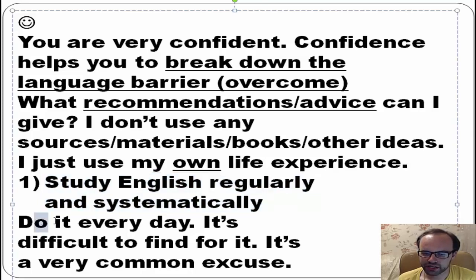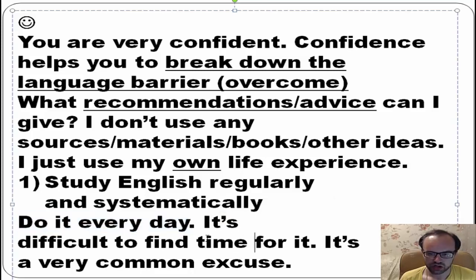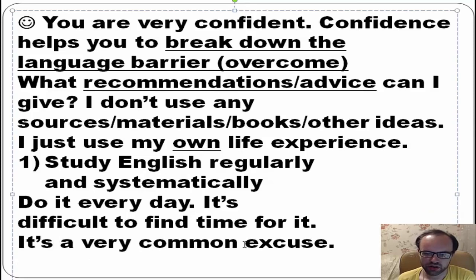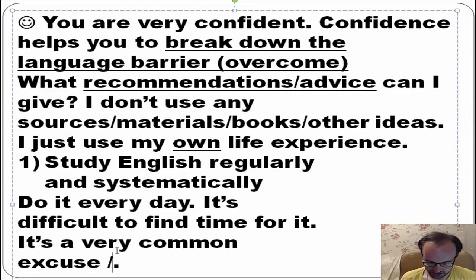Do it every day. It's difficult to find time for it, and it's a very common excuse. What is excuse? It's a very common excuse, or a very common thing. People often say, okay, I have no time, or I don't have time, later, next time. But I think that if you really want it, you will find time for it.